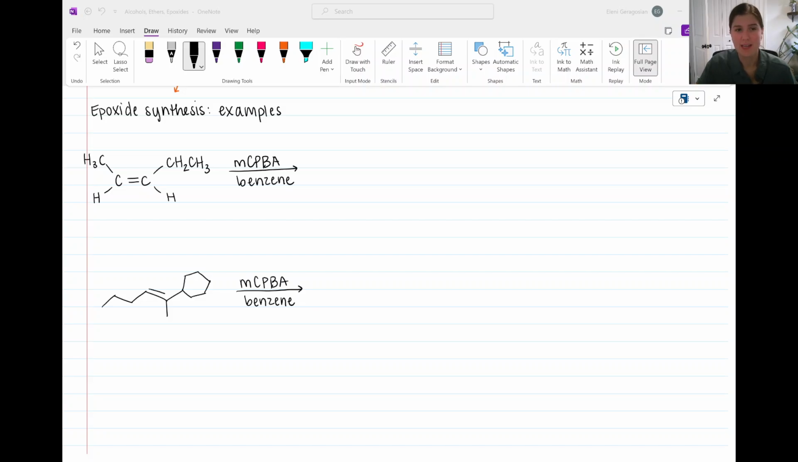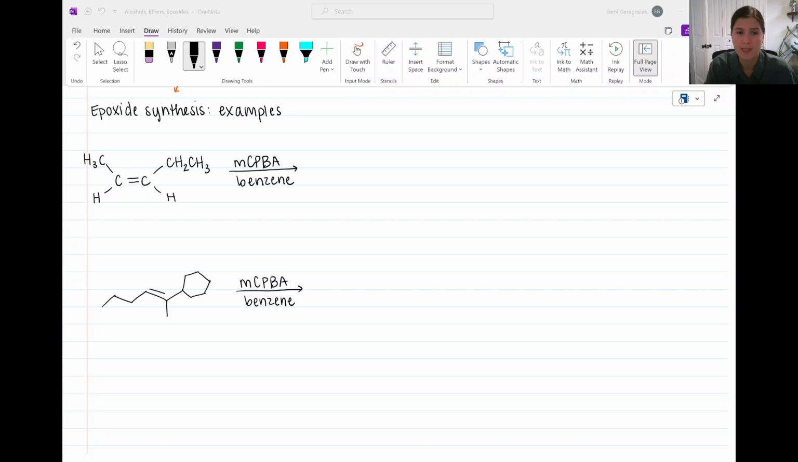Let's look at two examples of epoxide syntheses in this video here. So the first example, we have our alkene molecule. And then we have our MCPBA, metachloroperoxybenzoic acid, as the reagent, and then benzene as our solvent. So all of the reaction conditions to form an epoxide from an alkene. And we're just predicting the product here.